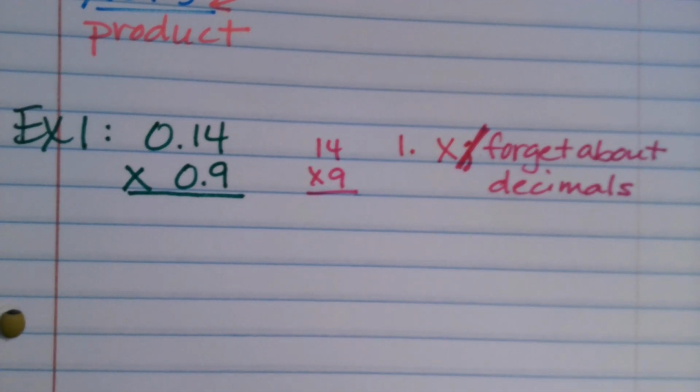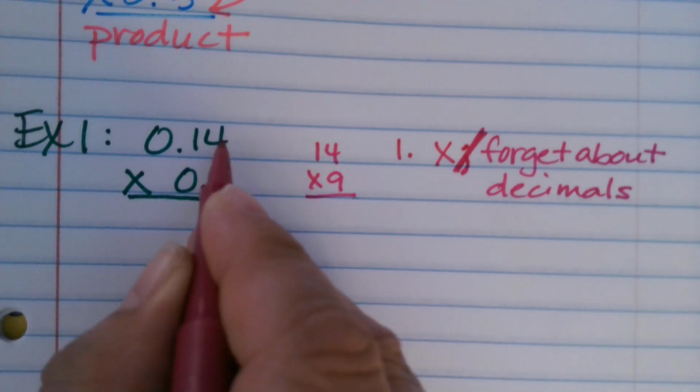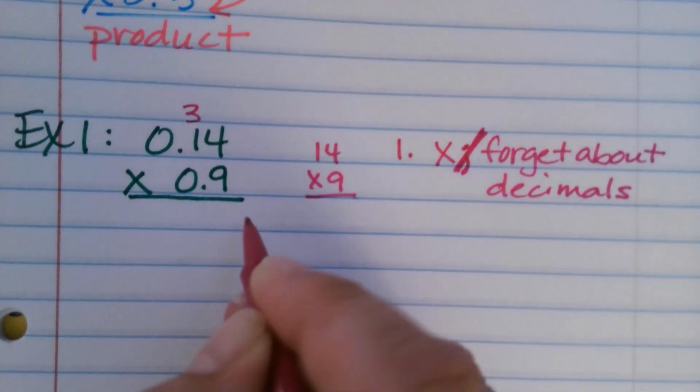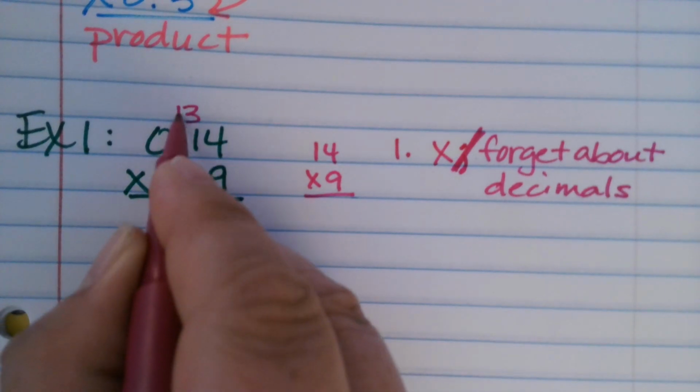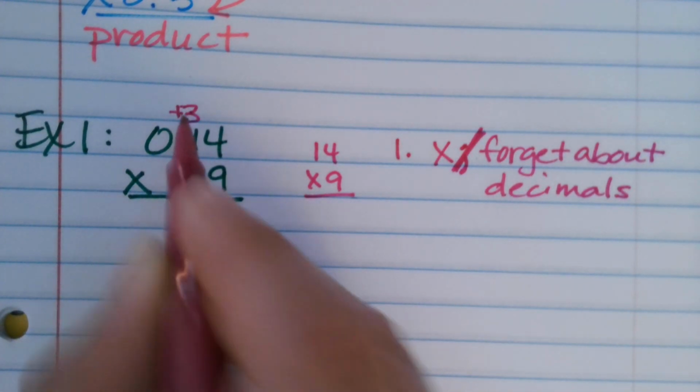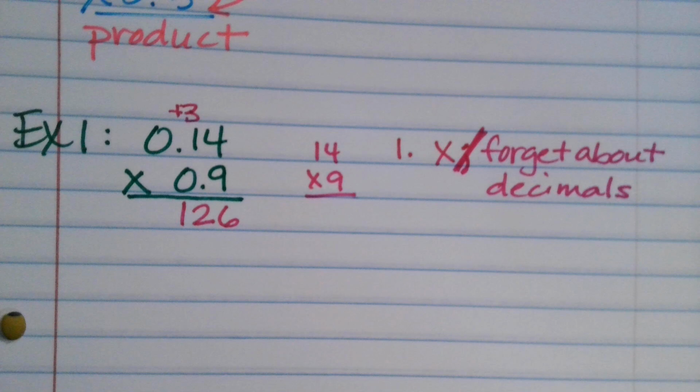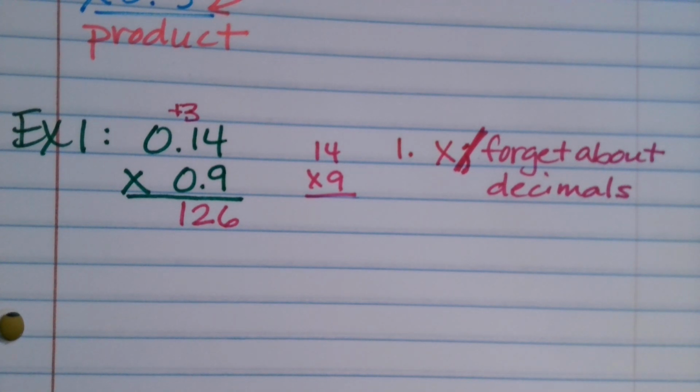So, catch up with that. And then, for this problem, we're just going to multiply like normal. 9 times 4 is 36. 9 times 1 is 9. Plus 3 is 10, 11, 12. So, I end up with 126, right?